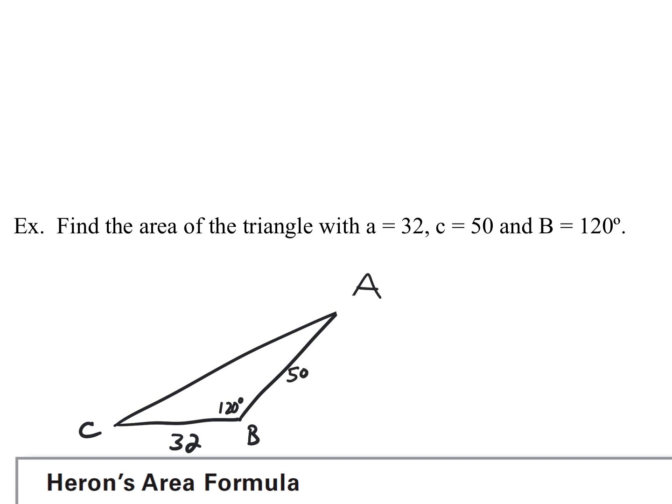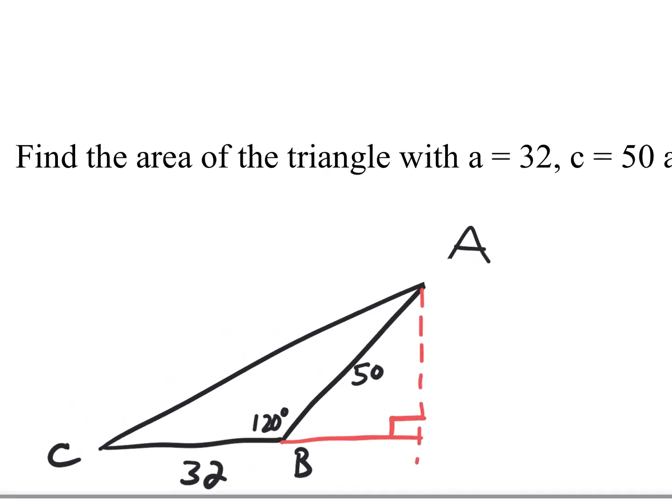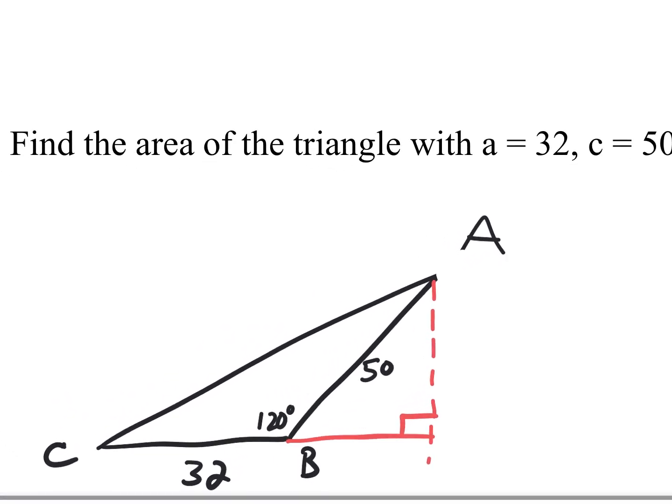So this one looks a little tricky because while we have the base of 32, we don't have the height, and dropping an altitude seems a little tricky here. Well, in this case, it seems tricky because the altitude is going to exist outside the triangle. Right, so if I were to drop this altitude, I now have a right triangle outside the original triangle. But I can still use that to find my height.